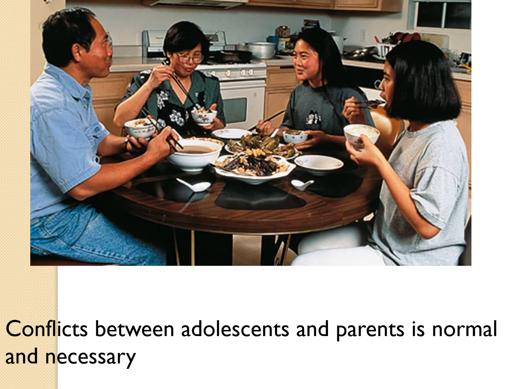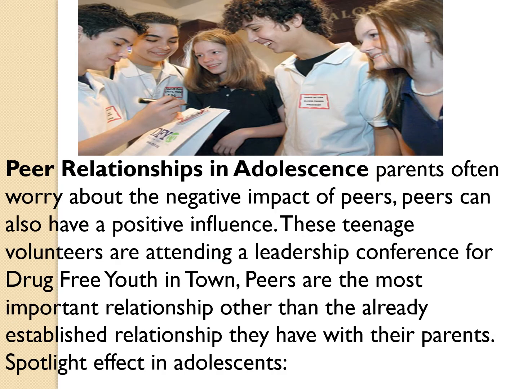Now, it is perfectly normal to have conflicts between teenagers and parents. That is normal. What is also normal is that they are more in tune with their peers, their friends. They depend on them more. They talk to them more. All of those things are perfectly normal, and it helps them to establish who they are.